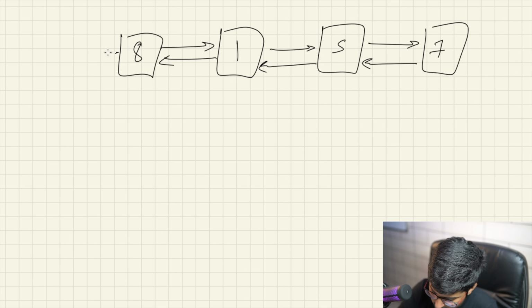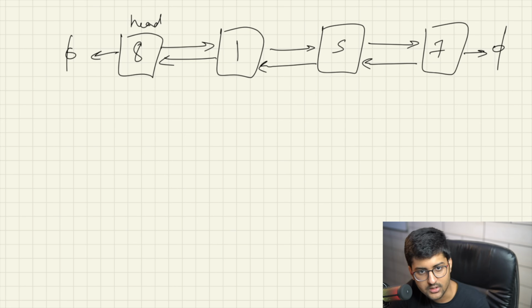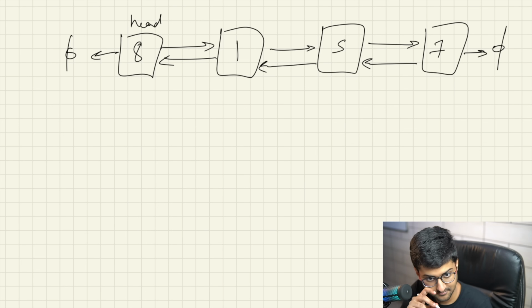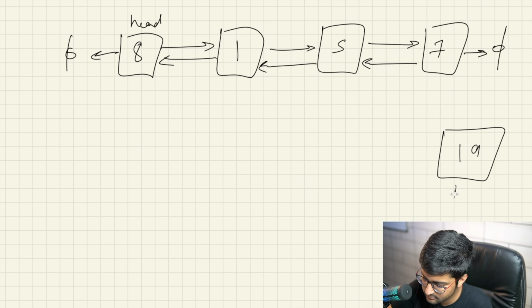8, 1, 5, 7, with the last pointing to null, and head. Here we are not taking the tail because I want to give you some challenge. If there was a tail, then this would not be a problem. So how do we do it? How do we add a new element in the linked list? Say you want to add 18 or 19 or something. First of all, create that node, create that box, no problem. Made it. Now what is the second step?